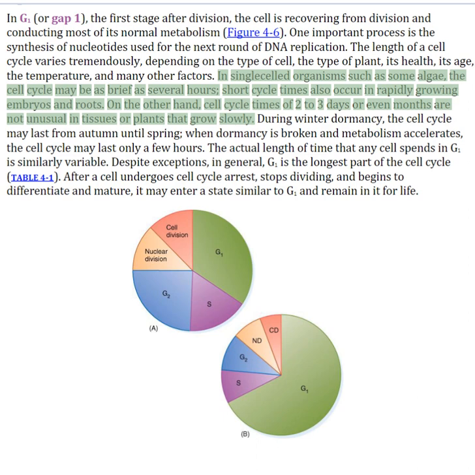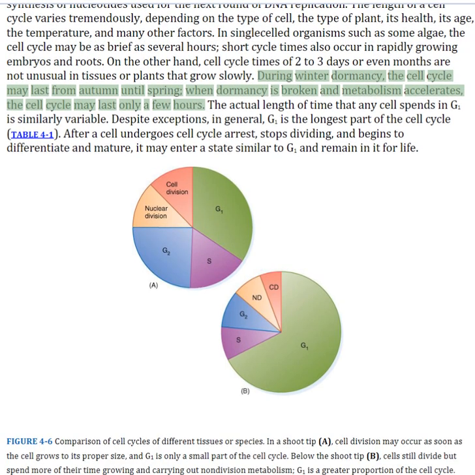In single-celled organisms such as some algae, the cell cycle may be as brief as several hours. Short cycle times also occur in rapidly growing embryos and roots. On the other hand, cell cycle times of 2 to 3 days or even months are not unusual in tissues or plants that grow slowly. During winter dormancy, the cell cycle may last from autumn until spring. When dormancy is broken and metabolism accelerates, the cell cycle may last only a few hours.